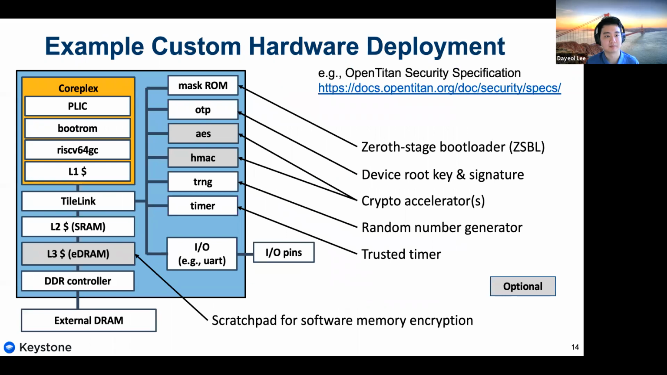So here's an example hardware deployment of the TEE of Keystone. So if you were to build a hardware and you want to follow, for example, OpenTitan security specification, you can configure the hardware in this way, where it has a coreplex.